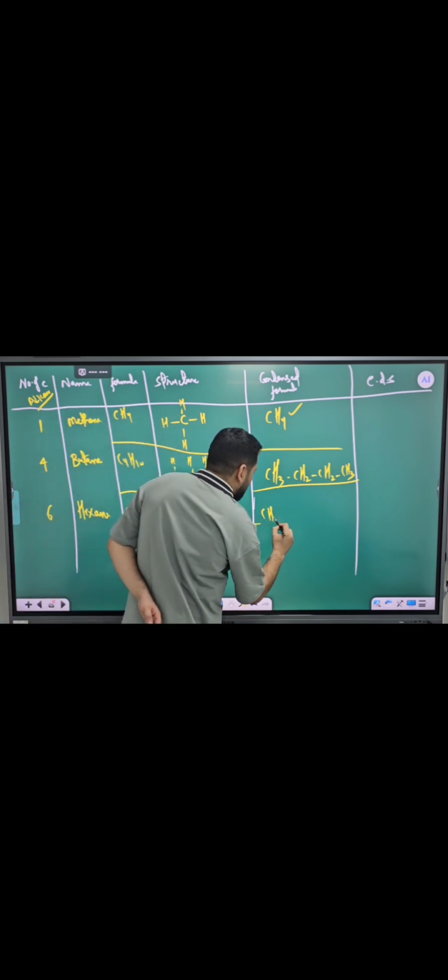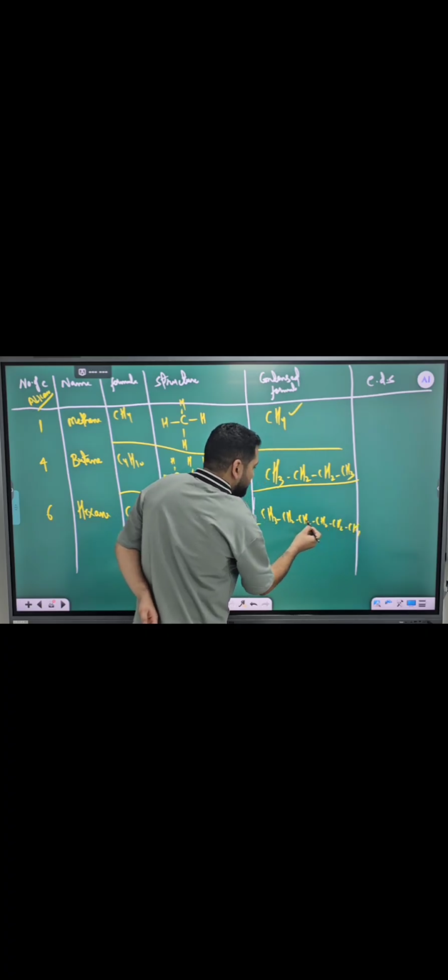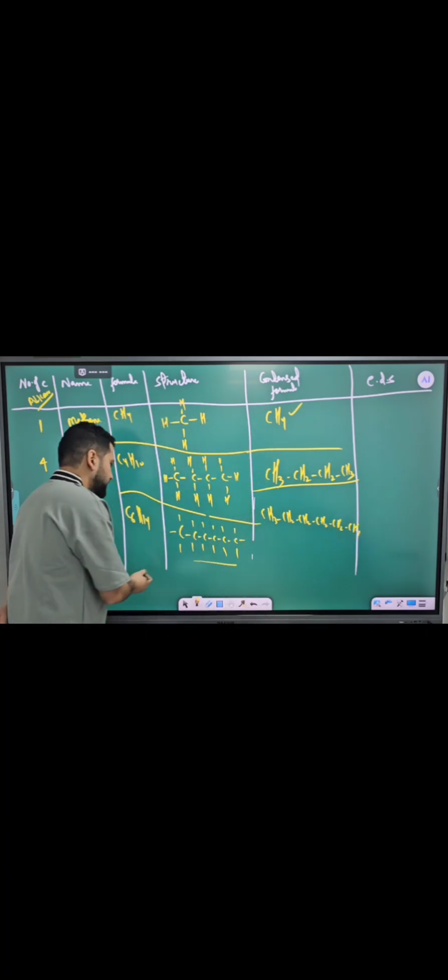Can I say it's CH3, single bond CH2, single bond CH2, single bond CH2, single bond CH2? Last one will be CH3. 1, 2, 3, 4, 5, 6. Right? Look here, from this we can conclude. Right? Done guys? After that, give electron dot structure.